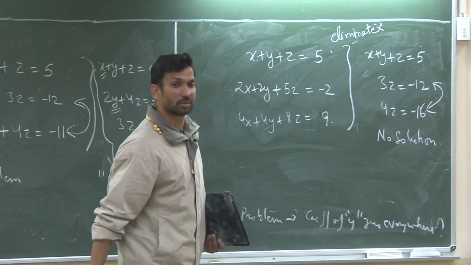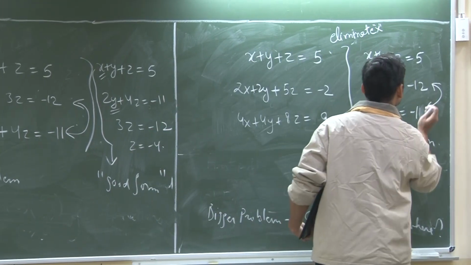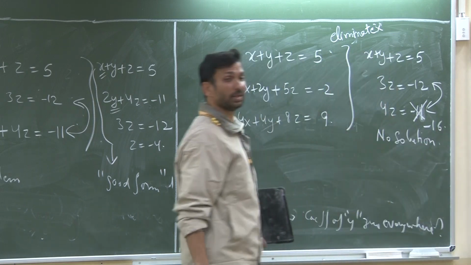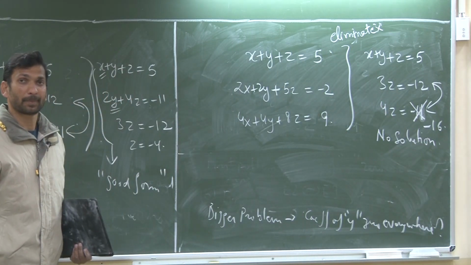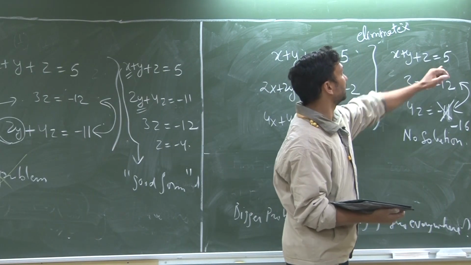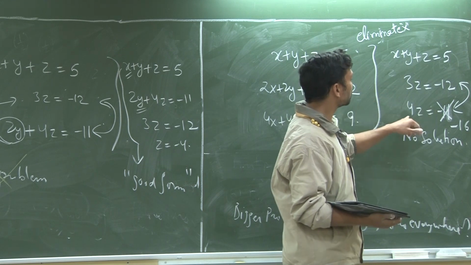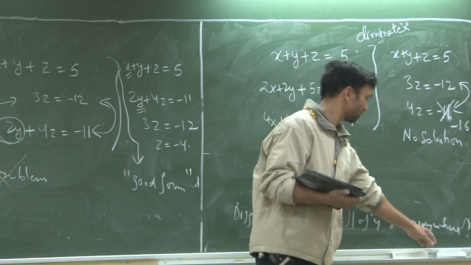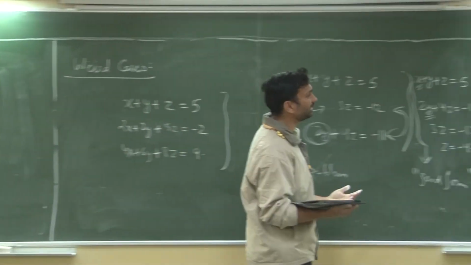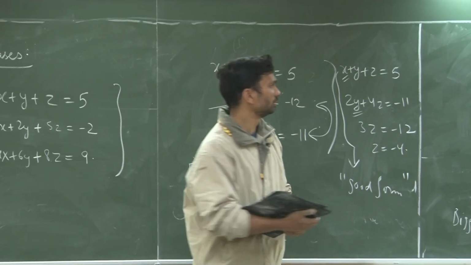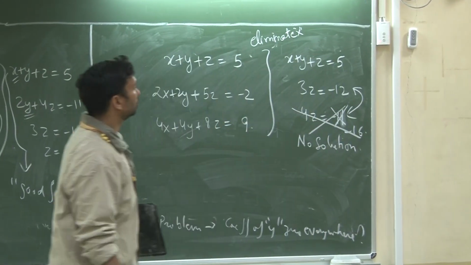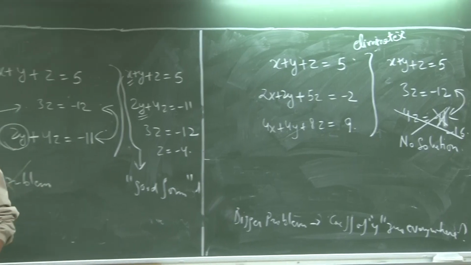But what if this was actually the correct number? Okay, so let me just do it correctly. If instead I replace it by minus 16. Now what do I know? I have x plus y plus z equal to 5, 3z equal to minus 12, 4z equal to minus 16. I know that equation 2 and equation 3 are the same equations. So, why worry about this futile equation, right?